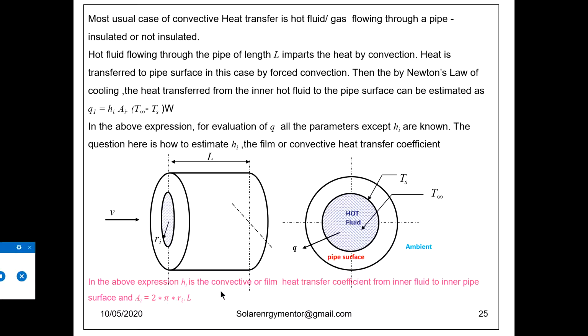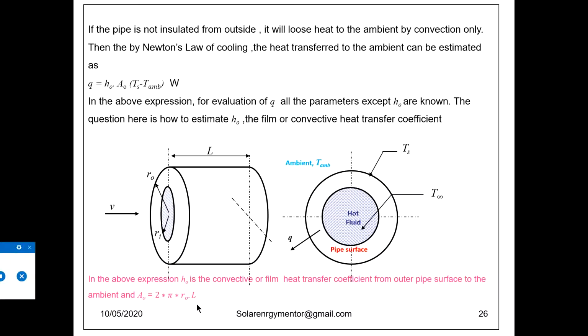In the above expression, hi is the convective or film heat transfer coefficient from the inner fluid to the inner pipe surface. In that case, the area under consideration will also be Ai. Ai represents 2 pi Ri into L, where L is the length of the pipe, so 2 pi Ri L is the inner area. Here the direction of heat transfer is from the hot fluid to the inner surface of the pipe and then towards the outer surface of the pipe. From the inner surface to the outer surface, heat will be transferred by conduction, and then from the outer surface again heat will be transferred to the ambient by convection.